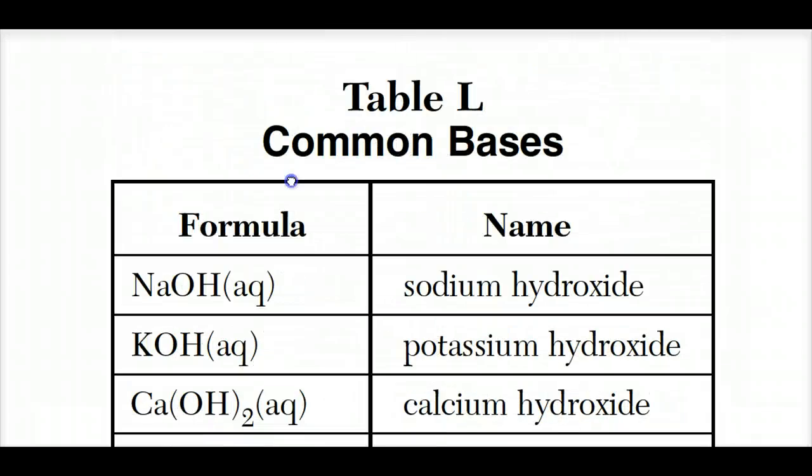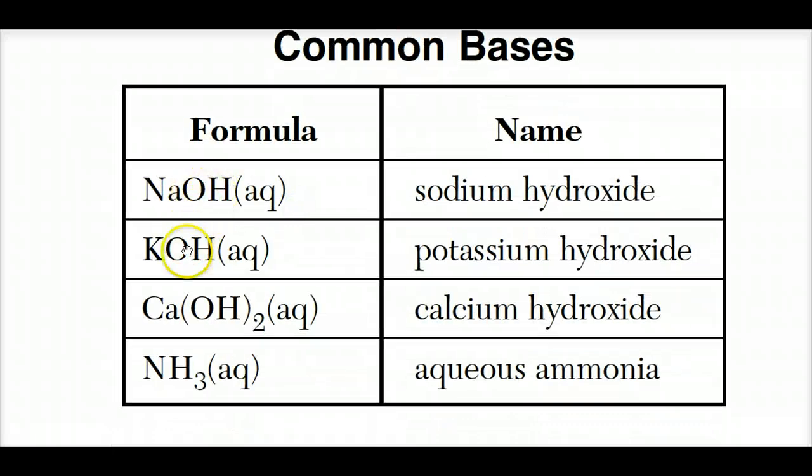Table L, common bases. Notice the first three here give off hydroxides with a metal. So they dissociate. These are basically salts, no pun intended, but these are salts that dissociate into their ions. Now, NH3 is not a salt. It's not an Arrhenius base because you don't see the hydroxide.